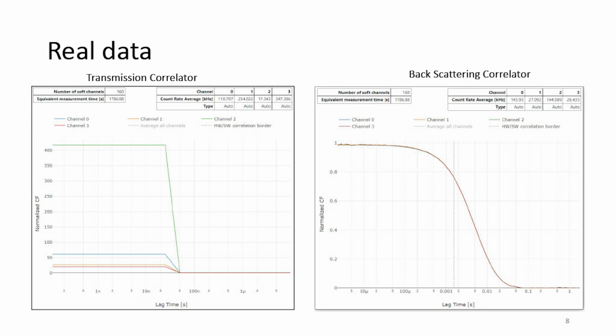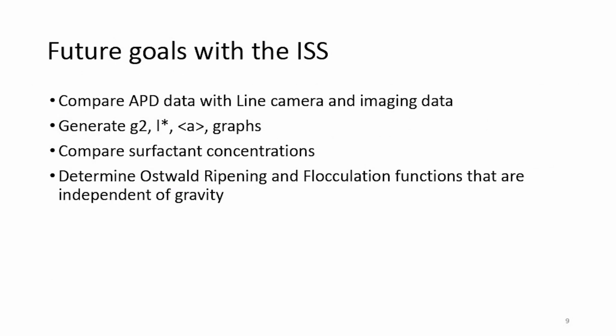So here's an example of some real data from the International Space Station. This is our intensity function, and this is our correlation function. Future goals with the International Space Station include generating more L star and particle radius graphs, and to compare, basically to get the Oswald ripening and flocculation functions independently of gravity, so we can study more emulsions in the future without having to do expensive experiments.